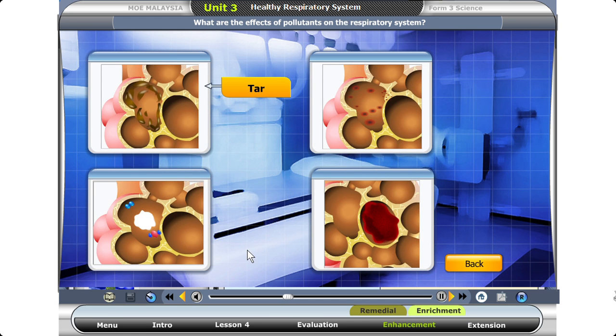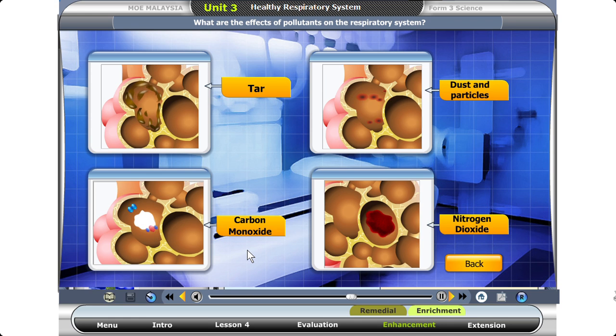Tar from cigarette smoke sticks in your alveolus and blocks the transfer of oxygen to your bloodstream. Dust and particles from smog or haze clog your lungs. Carbon monoxide combines with hemoglobin in the red blood cells. This prevents oxygen from combining with hemoglobin to become oxyhemoglobin. Therefore, the body cannot get the oxygen it needs. Nitrogen dioxide, a common toxic gas, damages the lungs.